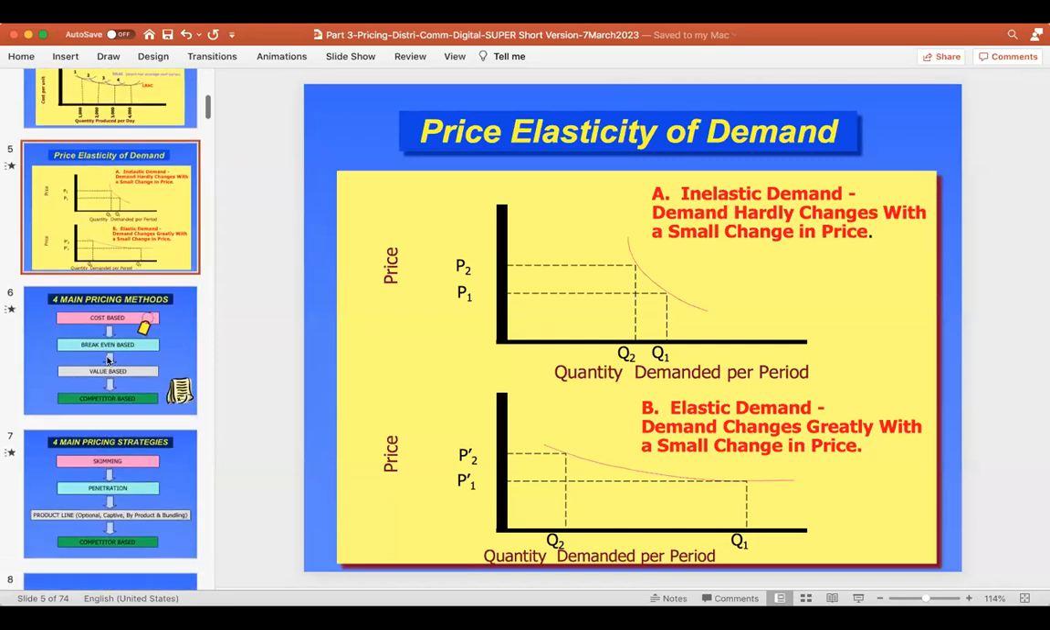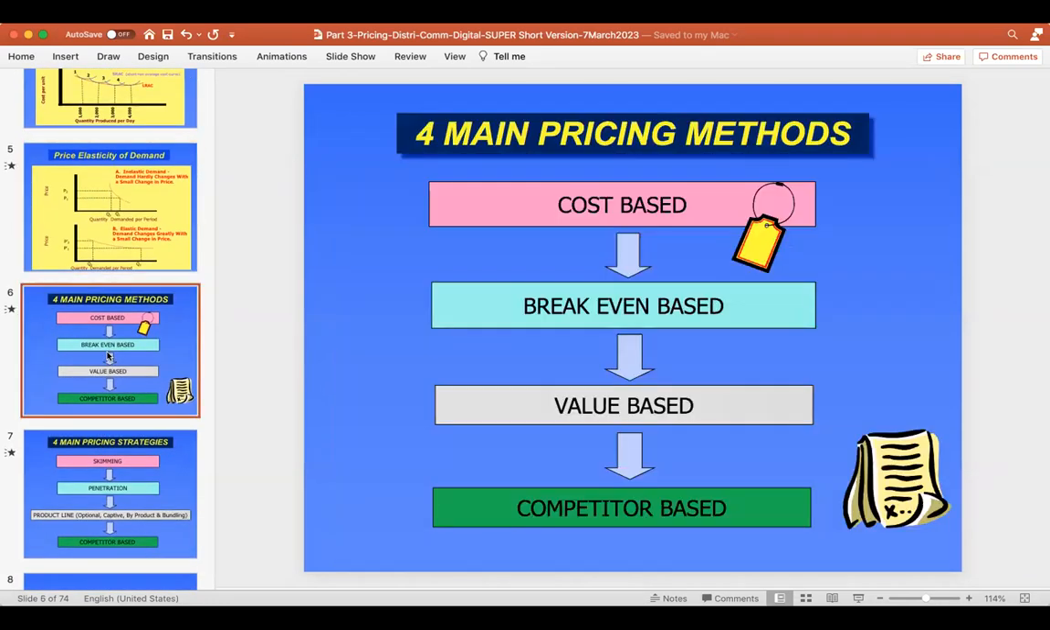There are 4 main pricing methods. There's the method which is more of the accounting type of method. It's called the cost-based. So cost-based is you say, I want to make 10%. So I'm going to make sure that I add 10% to my costs. So it's my cost plus 10%. This method is very good because it's simple.